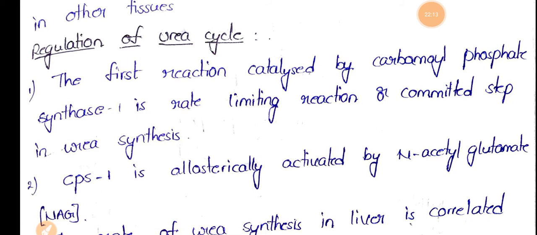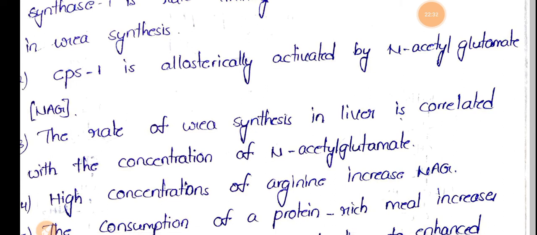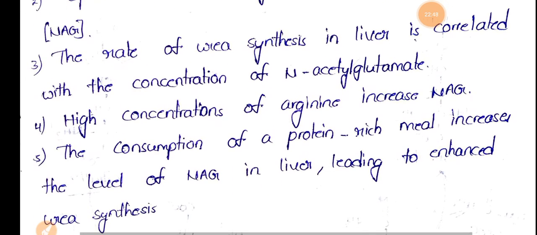So here what happens, the first enzyme, carbamyl phosphate synthase 1, will act as the rate limiting reaction or committed step in urea cycle. This enzyme is allosterically activated by N-acetyl glutamate. So by the presence of this NAG, that is N-acetyl glutamate, CPS1 is allosterically activated, and the rate of urea synthesis in liver is correlated with the concentration of N-acetyl glutamate.